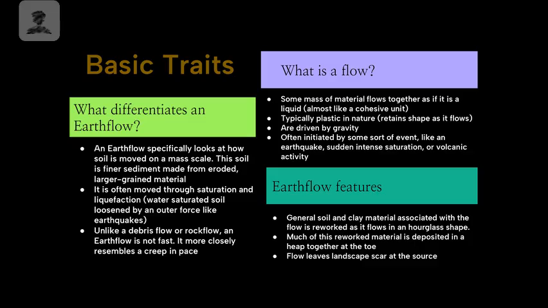Then, as I showed in the other slide, the features of earth flows: general soil and clay materials associated with the flow is reworked. That's very important, and it flows in an hourglass shape. And then this reworked material eventually stops from the flow of gravity, and it keeps together in a toe. It stops earlier than the faster debris flow, and it's a lot more uniform, and it leaves the scar from where it falls, like pretty much every other type of landslide.